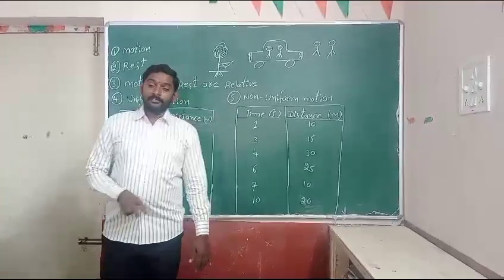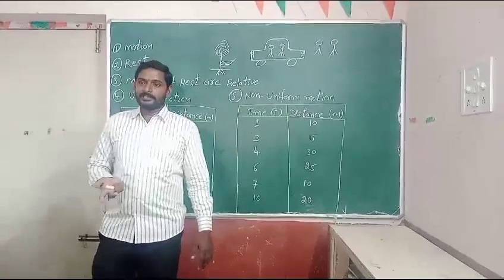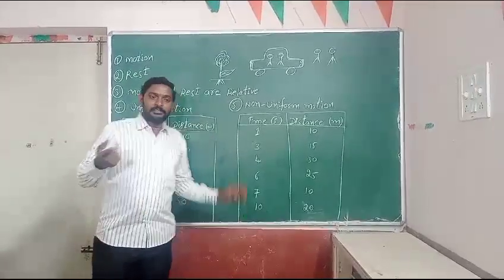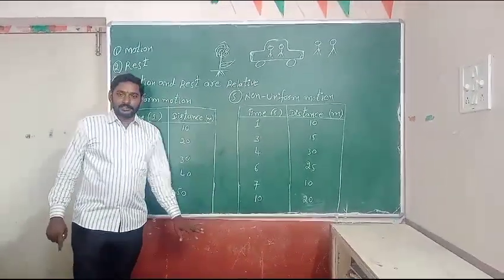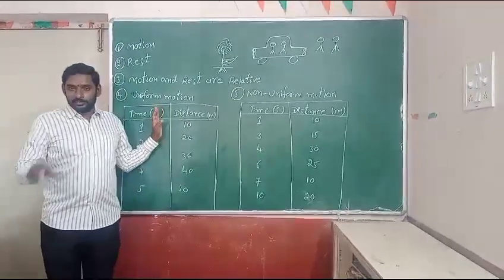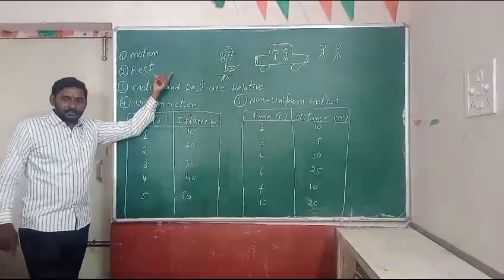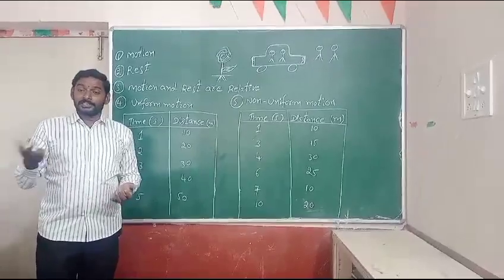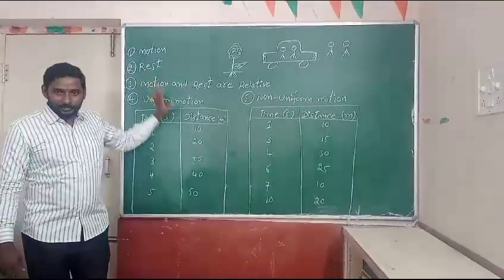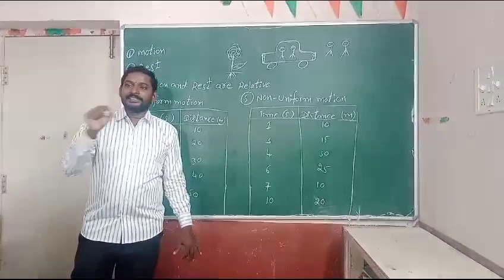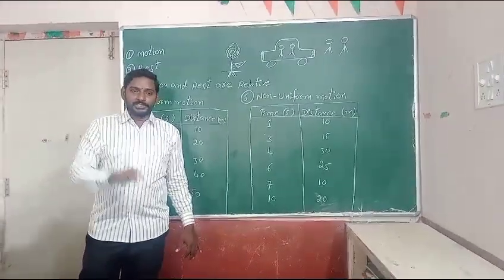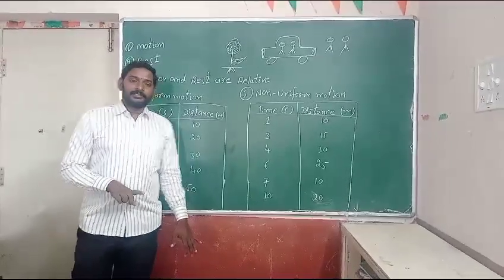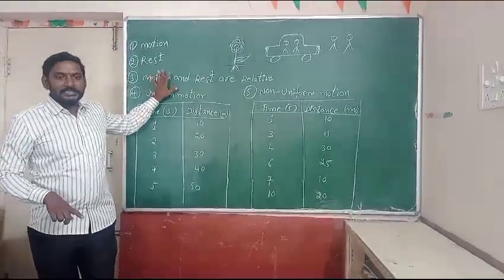When we say an object is in motion, it means the object is changing its position continuously with respect to its surroundings in a given interval of time. Next, rest. You observe that many objects are at rest. When an object or particle cannot change its position continuously with respect to surroundings in a given interval of time, we say the state of the object is at rest.